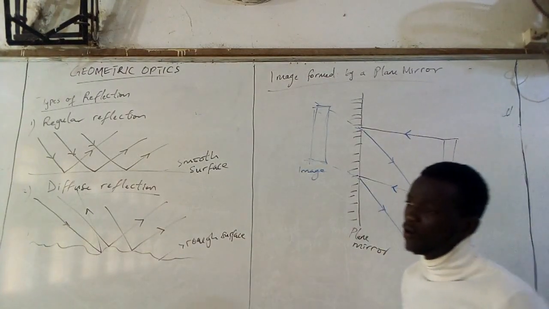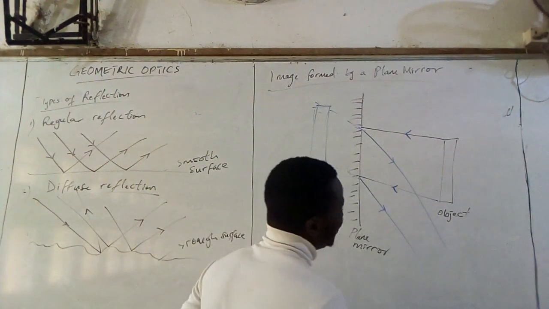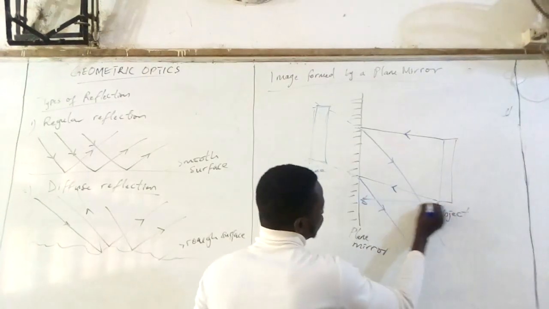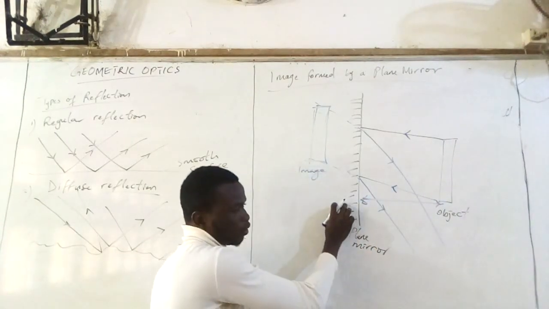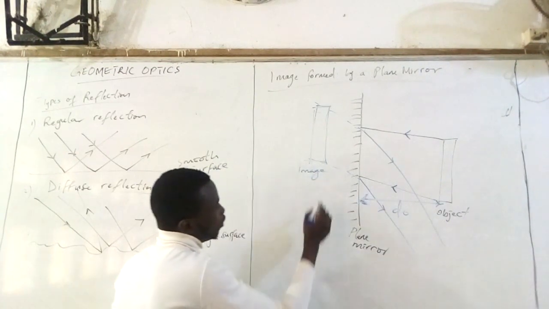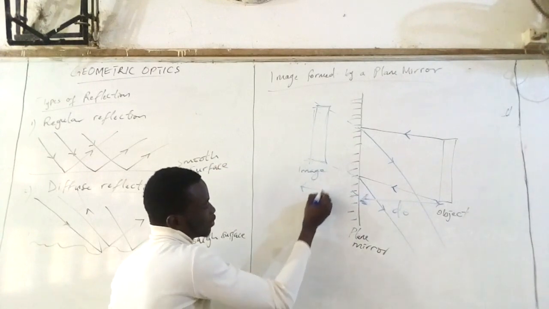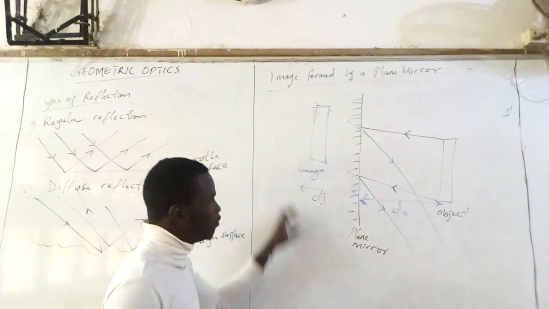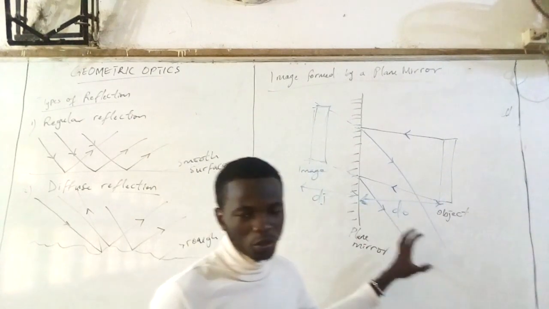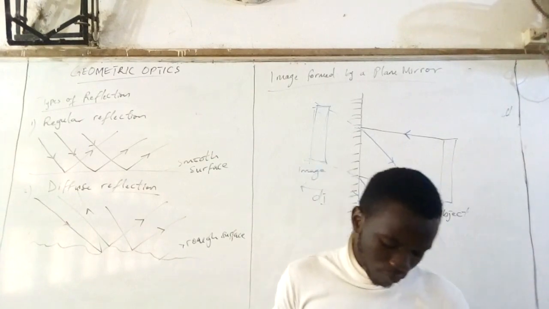Now, from experiment, it is observed that the distance of the object from the surface of the mirror is always equal to the distance of the image from that mirror. So, image distance is always equal to object distance for a plane mirror.